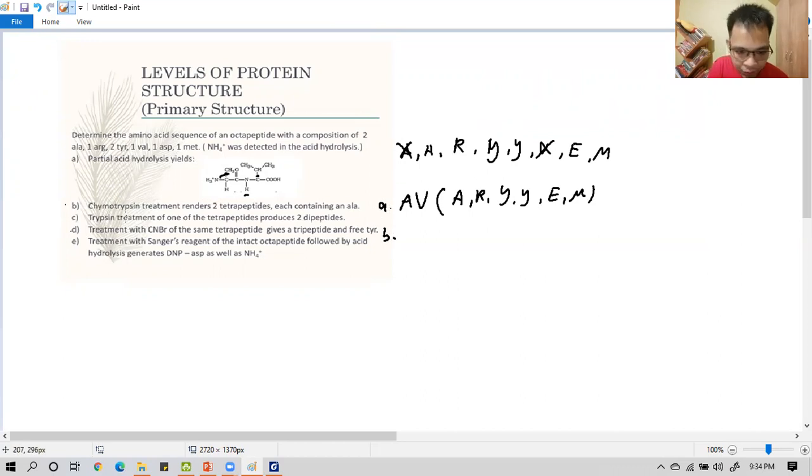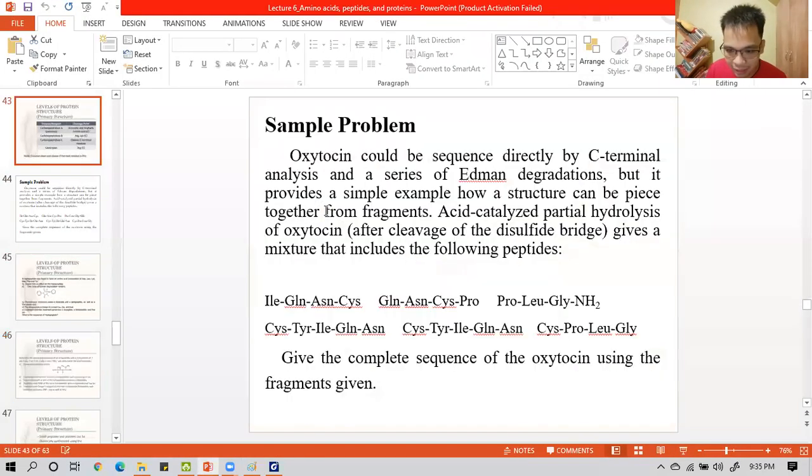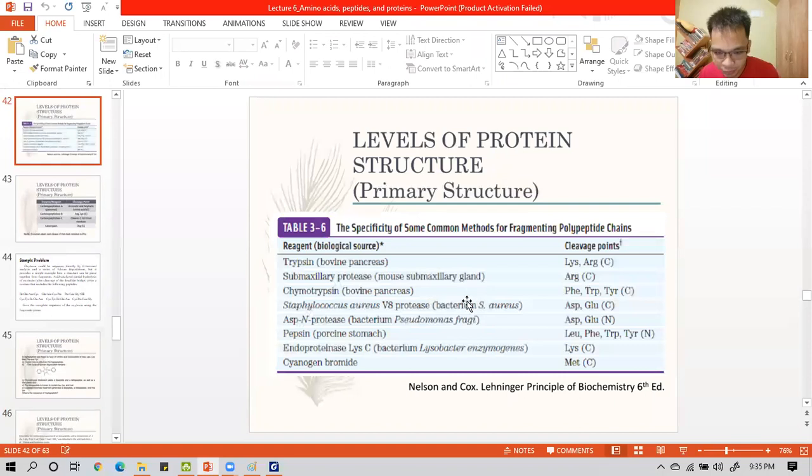For letter B, chymotrypsin treatment renders 2 tetrapeptides, each containing an ALA. Ano ba yung chymotrypsin natin, guys? Sige, i-paste ko rin to.